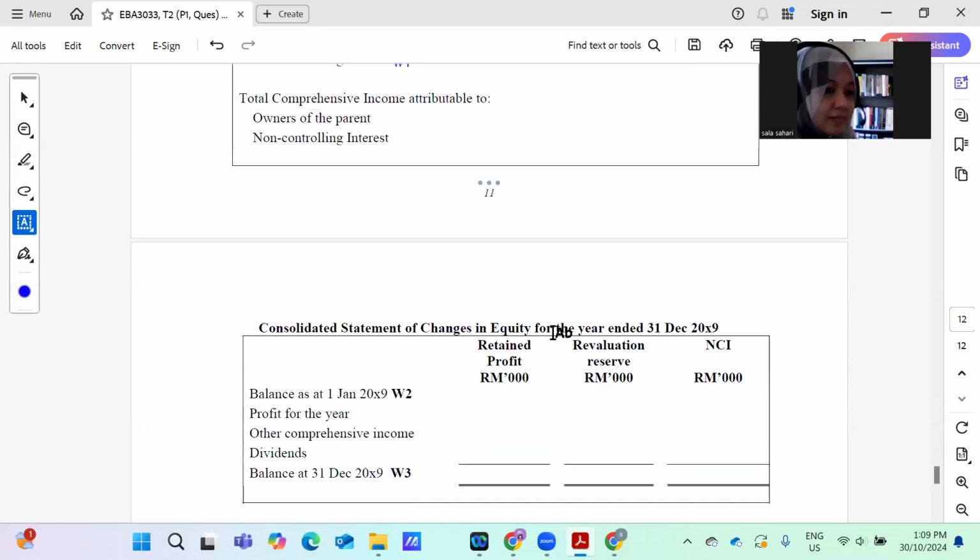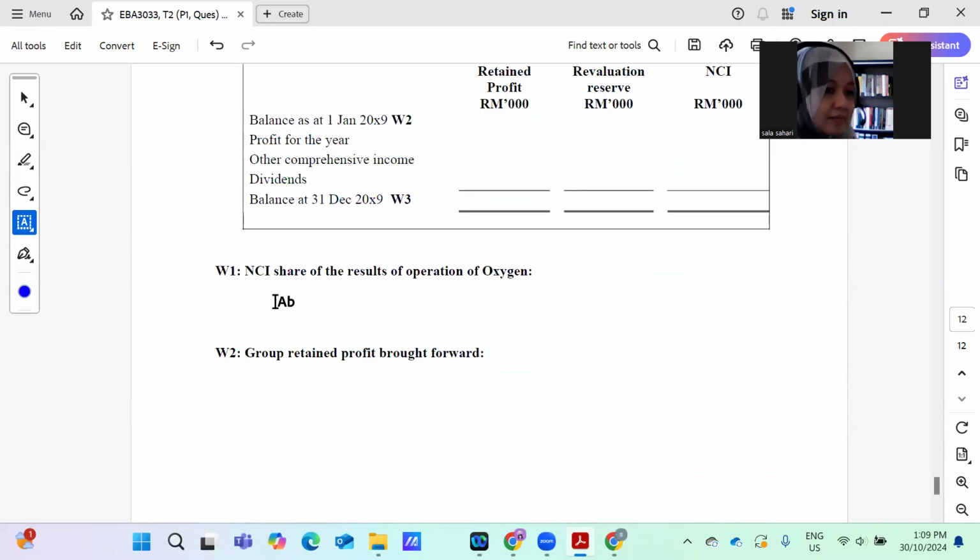For working number 1, actually it should be shown here. Okay, let's see how to get NCI share of the result of operation in our subsidiary. Sorry, in our associate. So first you need to look at the current profit after tax in oxygen.